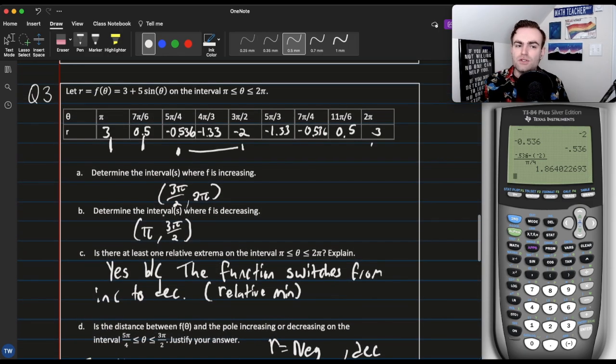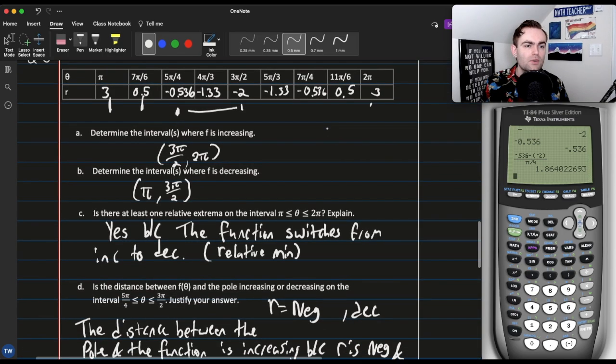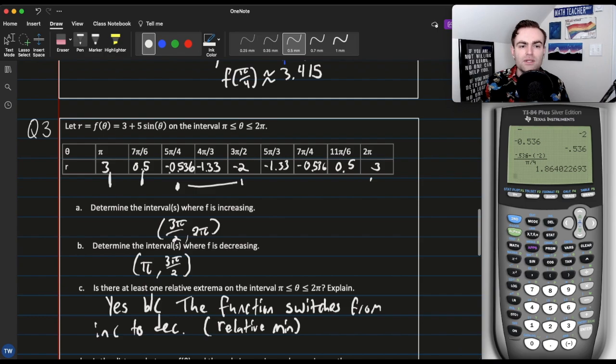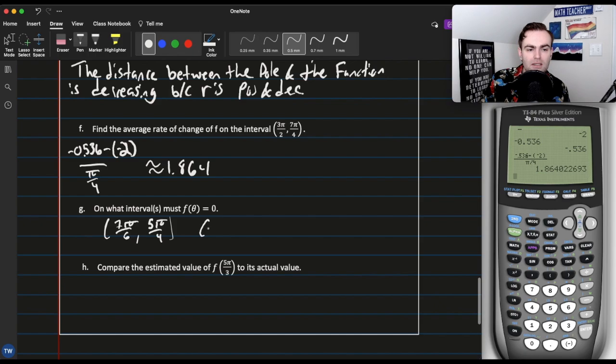On what intervals must the function have zeros? Well, we have zeros when we switch from negative to positive. So we're going to have a 0 between these two and a 0 between these two. We're going to have one between 7 pi over 6 and 5 pi over 4, and then 7 pi over 4 and 11 pi over 6. Again, because they switch from negative to positive, so if you needed a justification, that would be your justification. We switched the sign of the output.